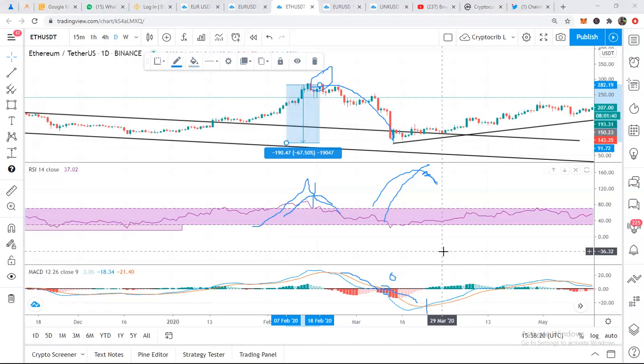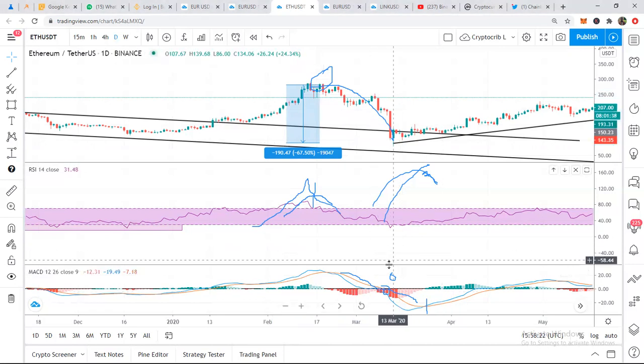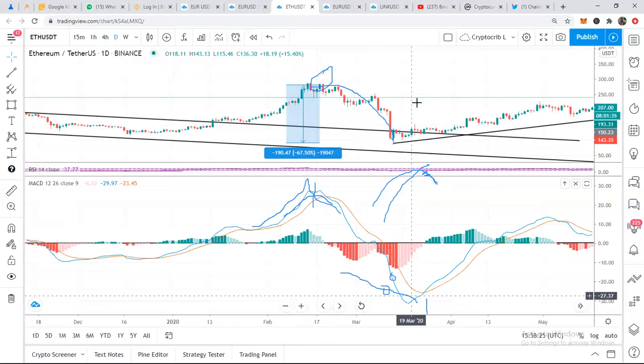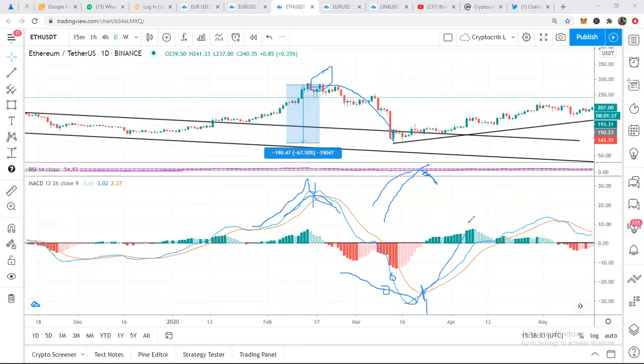So now let's look at the convergence. It's at this point. Now look at this blue line. It intersects this orange line upward. And as soon as it intersects this orange line upward, then it's a good time to buy. And it's at this point. And you can see it goes up. Let's measure the percentage increase until it crosses here again.